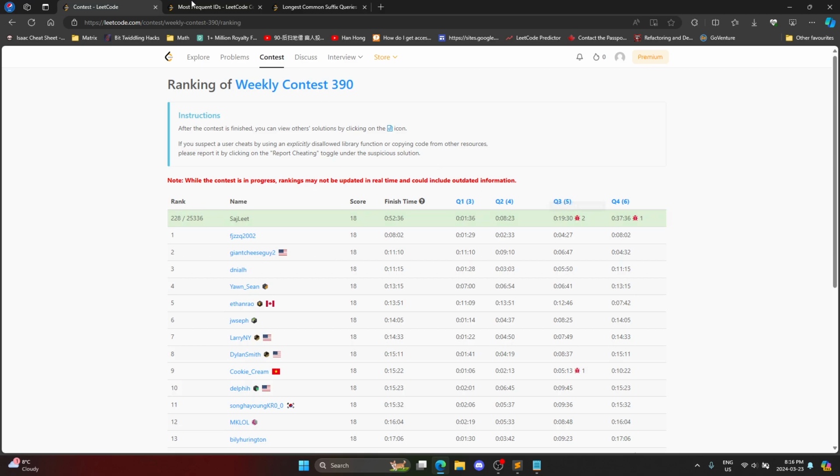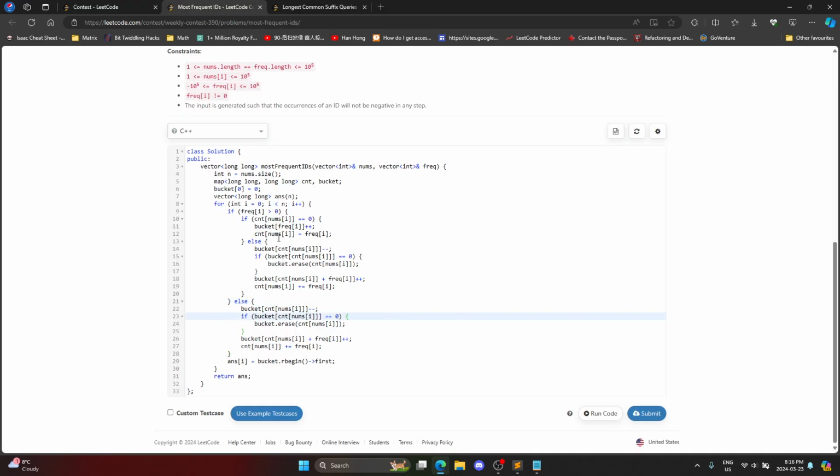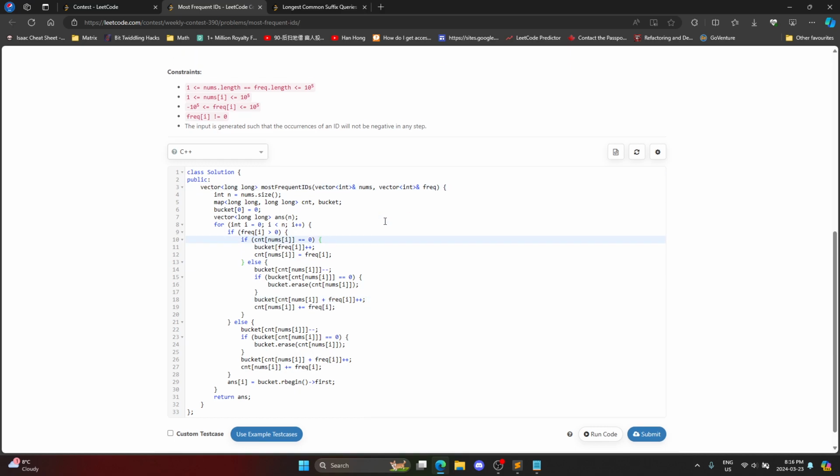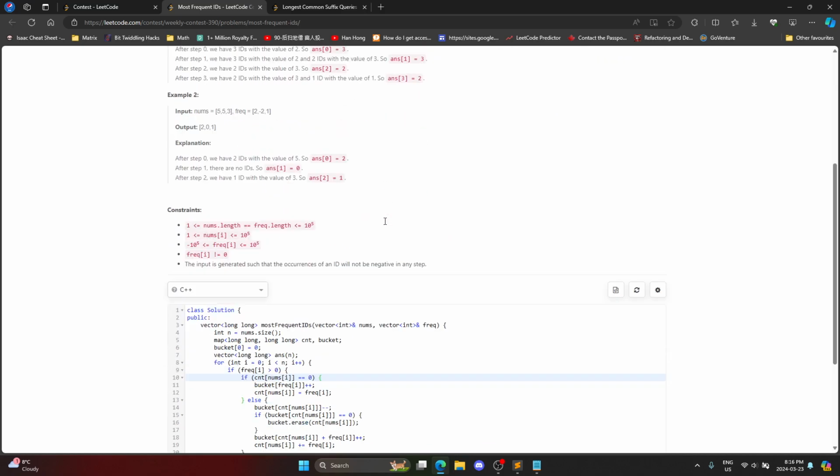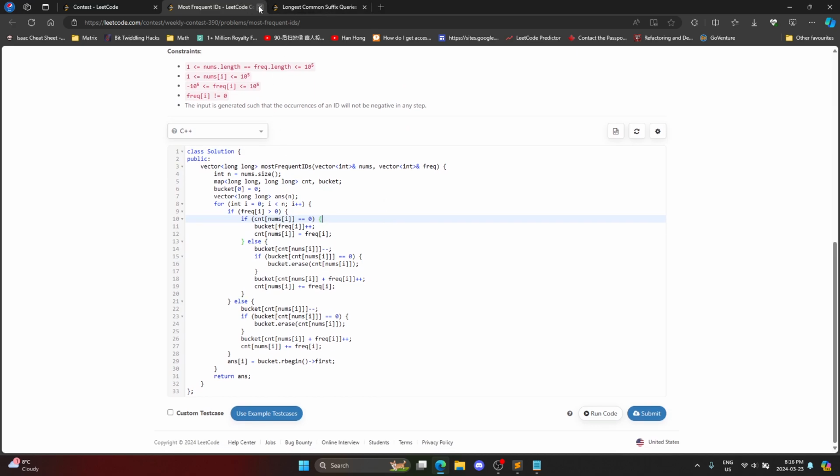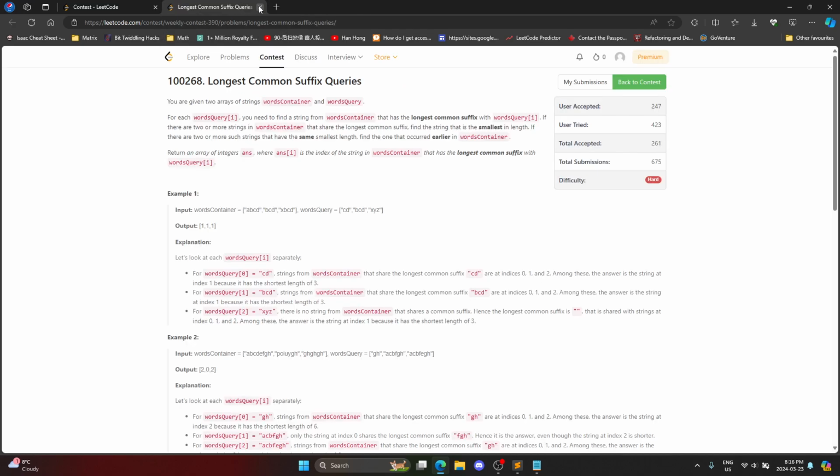The second one was me not using long, which I don't know why I made a mistake, but I guess I forgot about the frequency being over the limit and such. So yeah, that's the third problem.